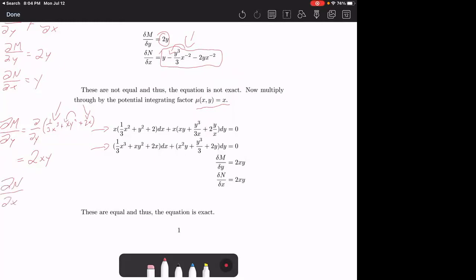Now we're going to compare that to delta N delta x, which is the derivative with respect to x of our N term, which you can see right here is x squared y plus y cubed over 3 plus 2y. The derivative with respect to x, that has no x's in it, that has no x's in it. All that's left is this x squared y, which will become 2xy. So these two are equal. Yes, we are exact now. So mu is an integrating factor.